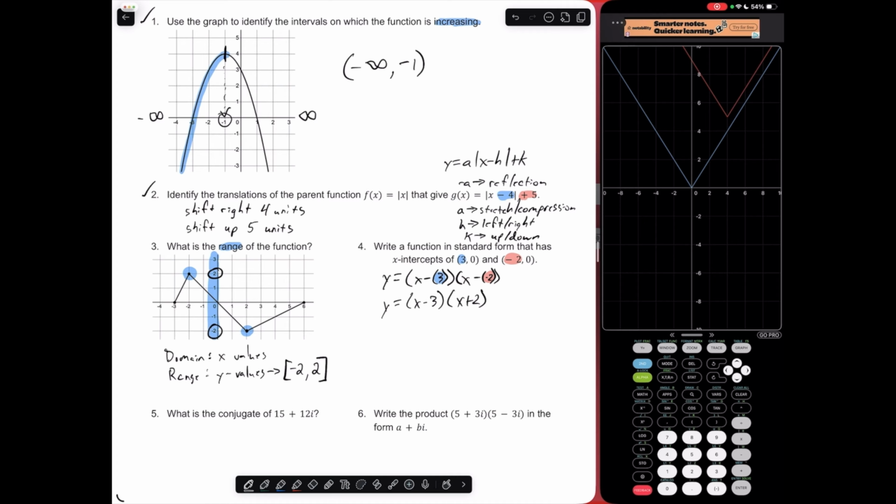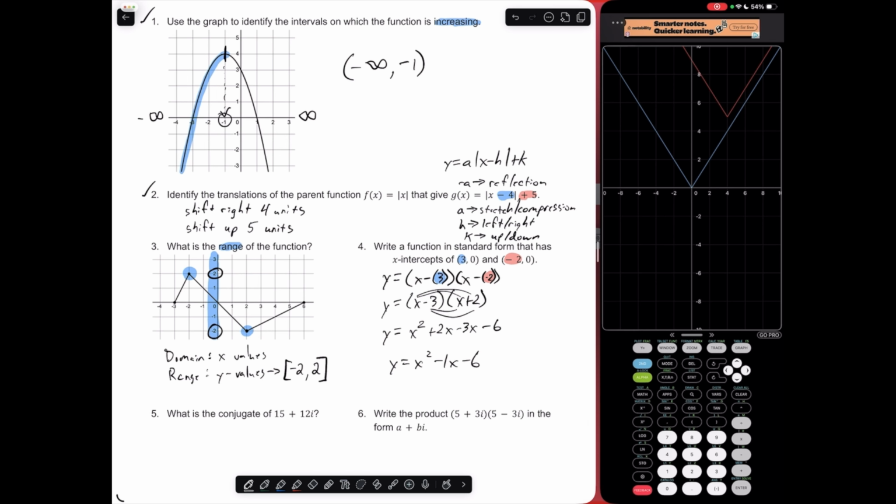But it does say in standard form. This is not standard form, so we need to distribute this out. So x times x would be x squared. X times 2 is 2x, negative 3x, and negative 6. Combine any like terms, and then that would be the function in standard form with those intercepts.